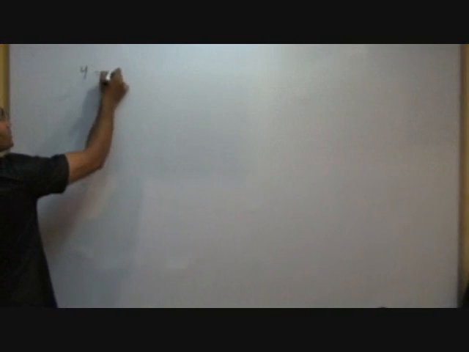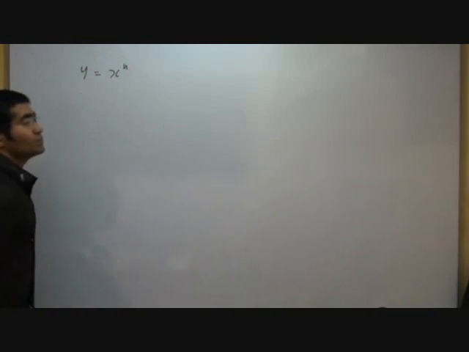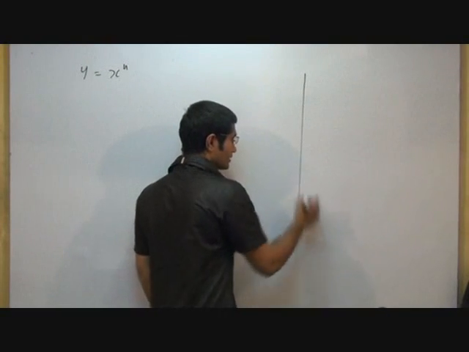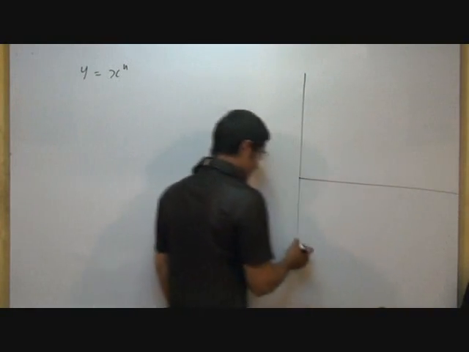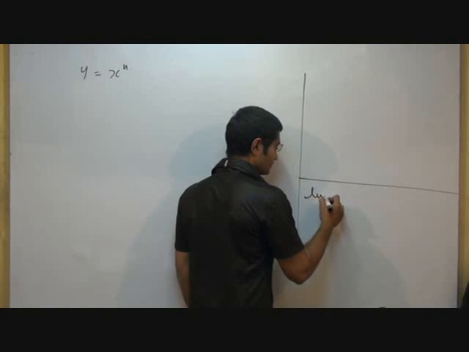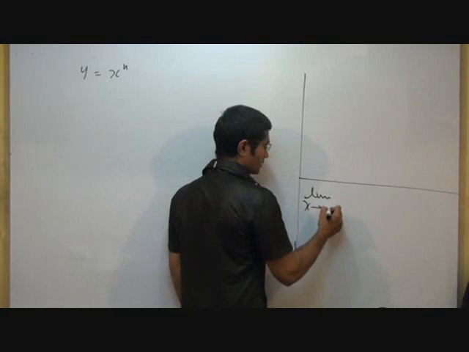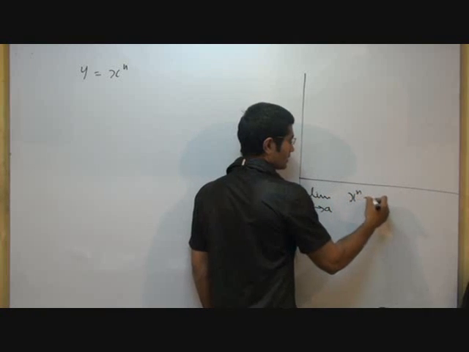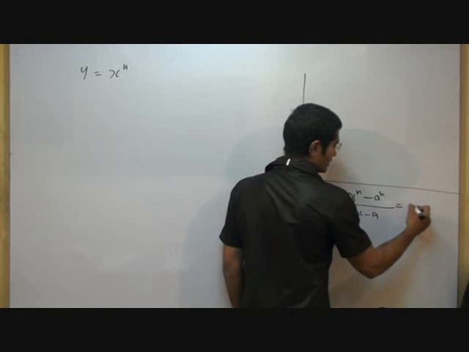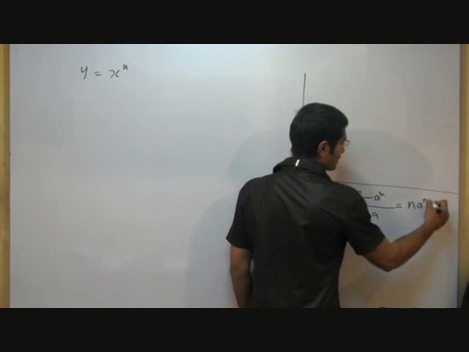Alright guys, now let us try to derive the function x power n with the first principles, where y is equal to x power n using first principles. Now, to completely understand this, you need to know one of the formulas of your first year PUC, which says limit of x tends to a, x power n minus a power n divided by x minus a is given as n into a to the power n minus 1.